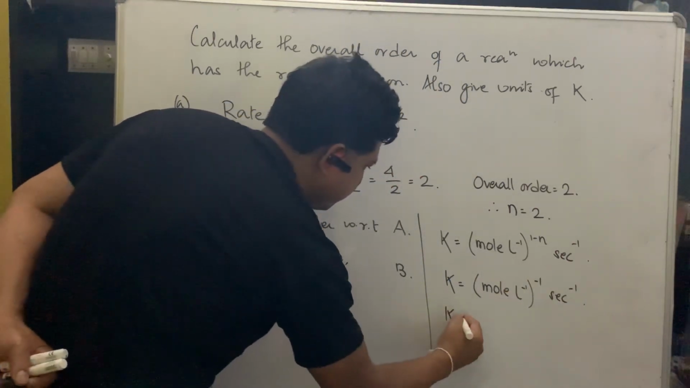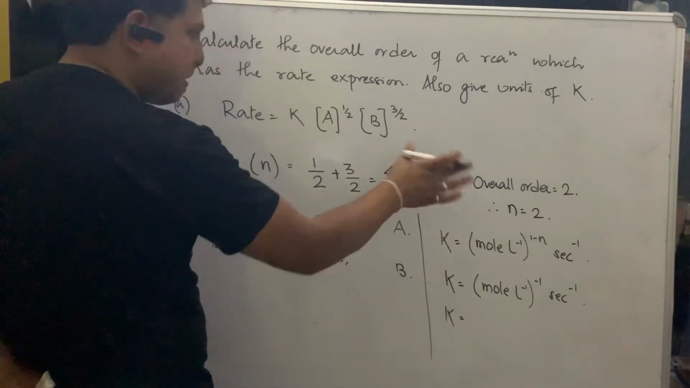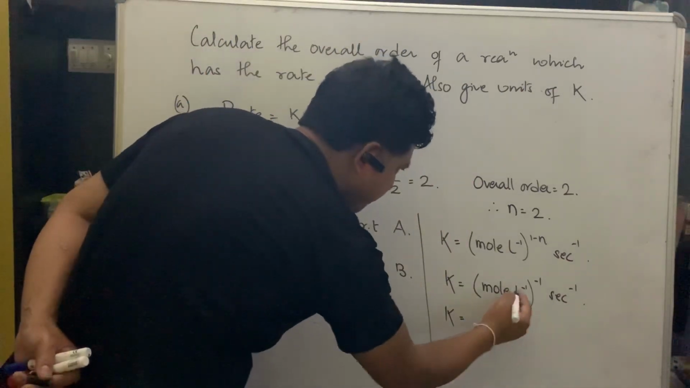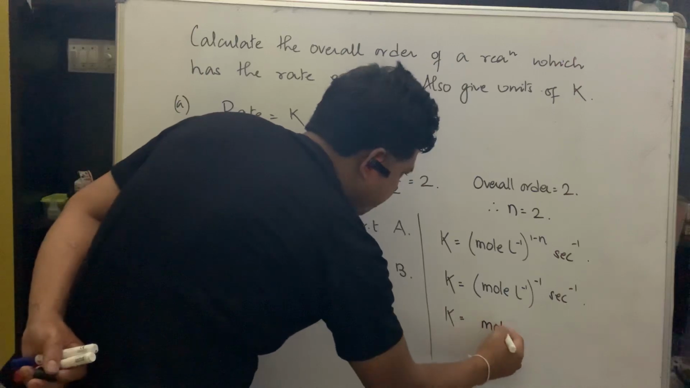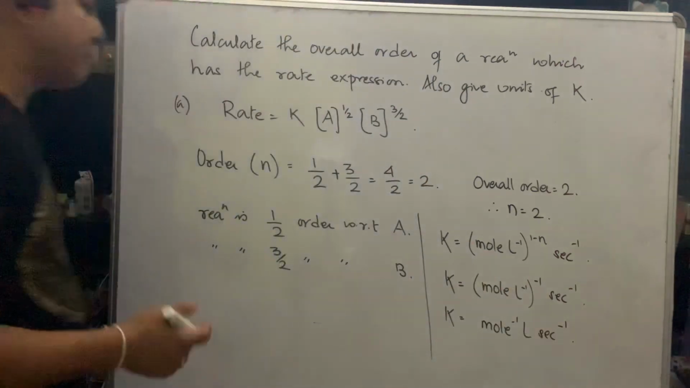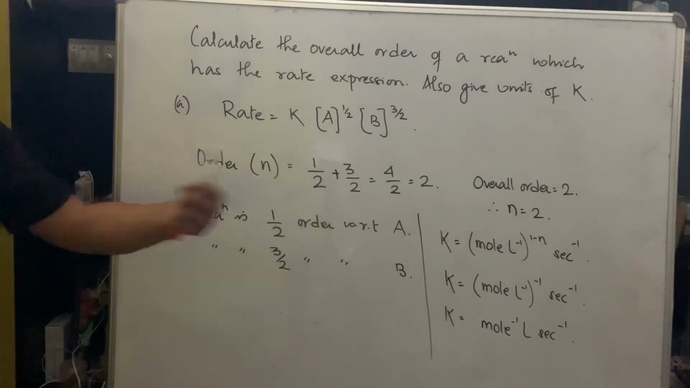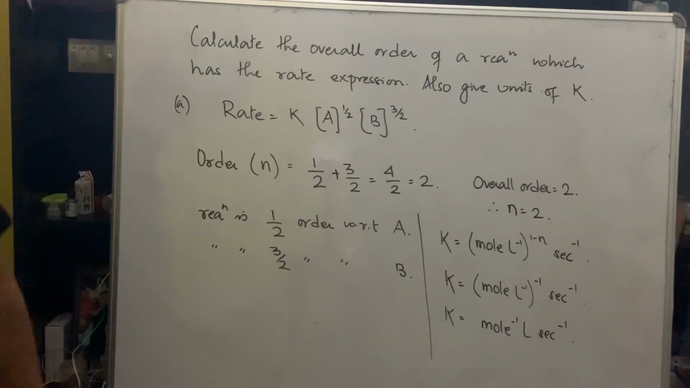So the unit of the overall rate constant K for the overall order of this reaction will be mole inverse liter second inverse. I can write this as liter mole inverse second inverse. These are the simple types of questions which usually come in our board level. You are supposed to find out the overall order of the reaction, the unit of rate constant and so on.